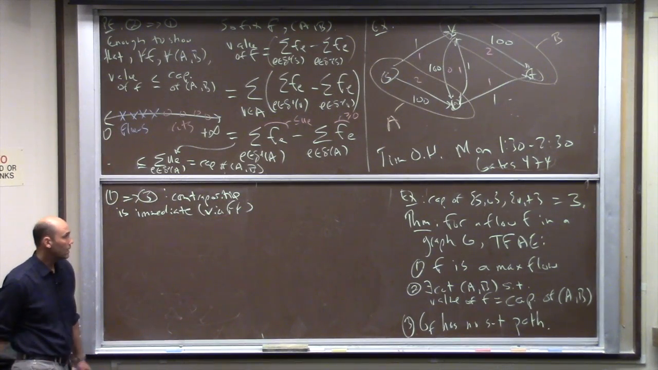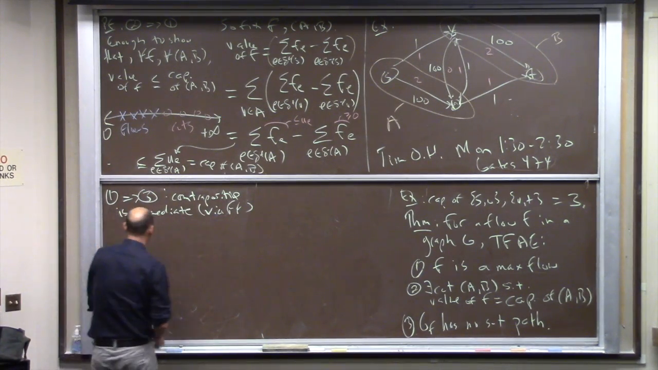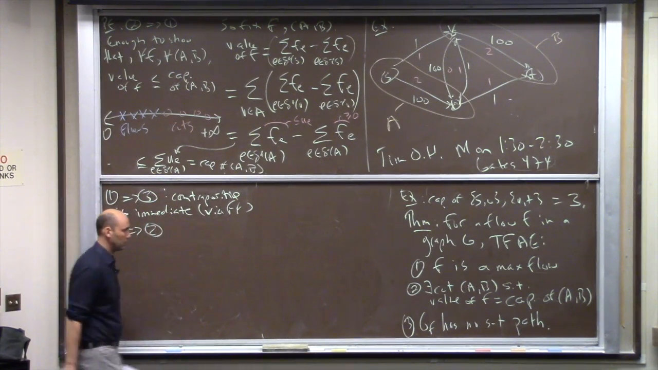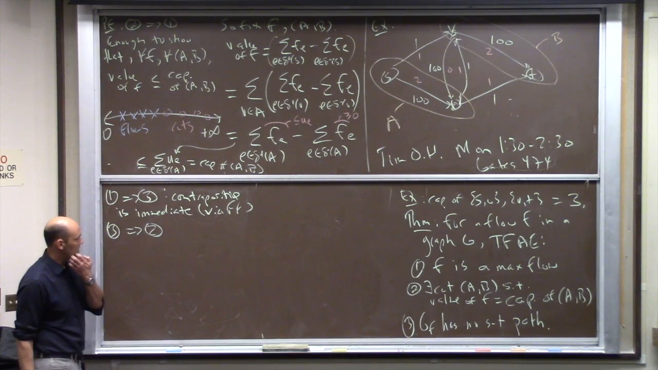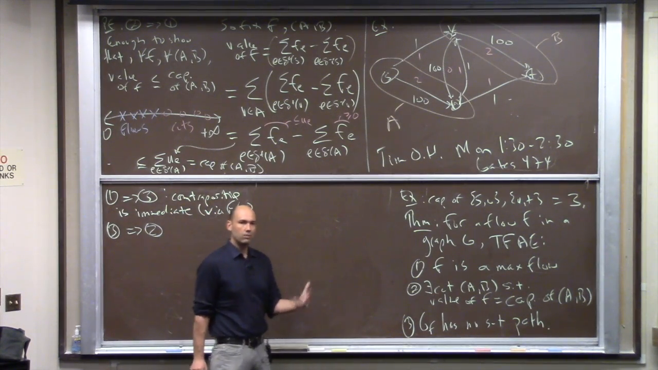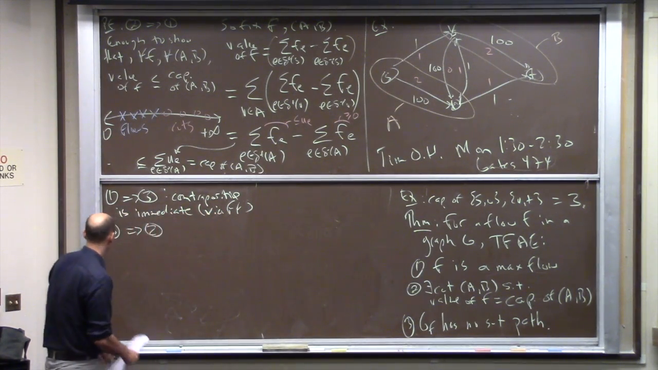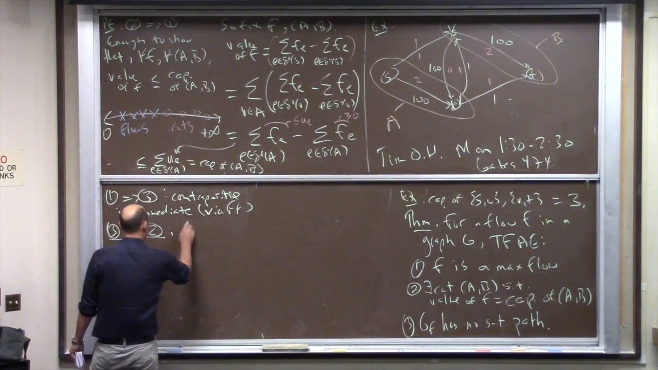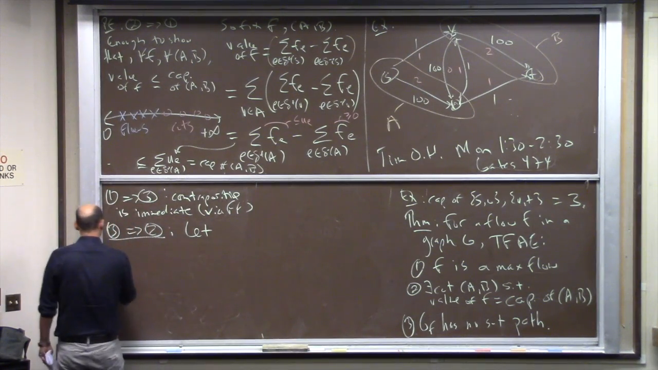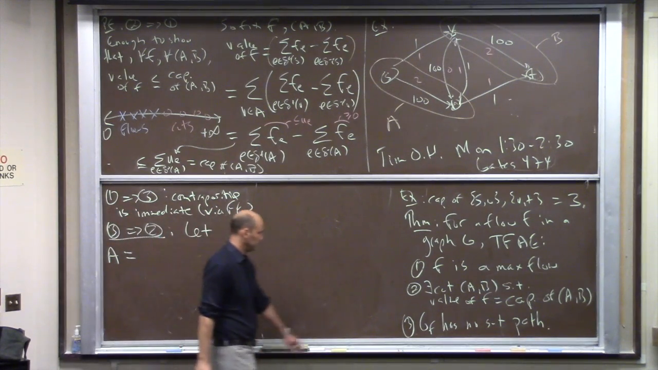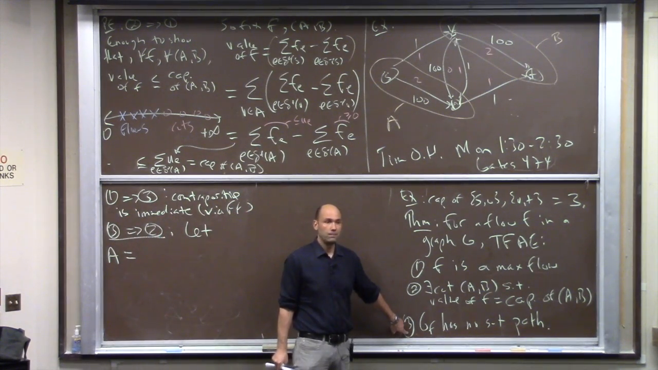Okay? So the last thing I owe you, why does 3 imply 2? Okay? So why is it that if you don't have an ST path in the residual graph, you actually can exhibit a cut whose capacity is equal to the value of the flow that you've got? Okay? And this is sort of a short and sweet proof. So the trick is the following. So assume 3. Okay? Assume this is true.